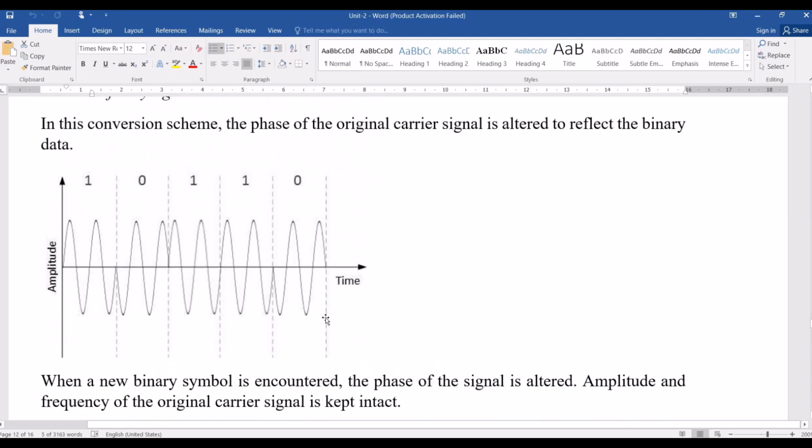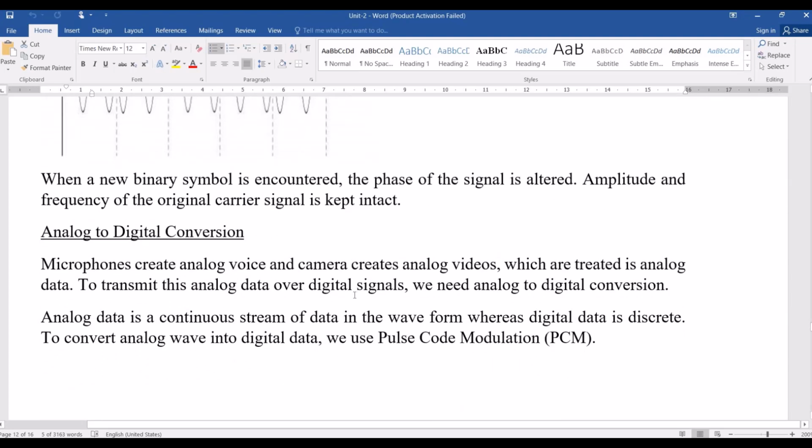These three are the digital to analog conversions: amplitude shift keying, frequency shift keying, and phase shift keying. These are the modulations.